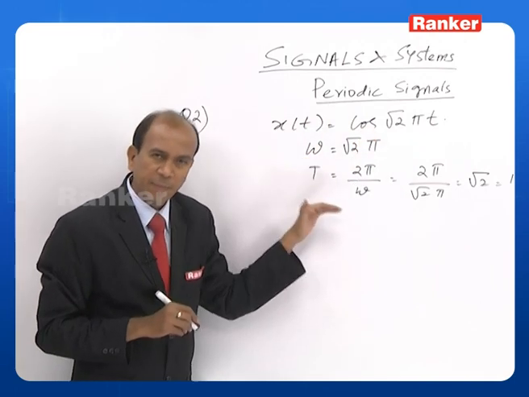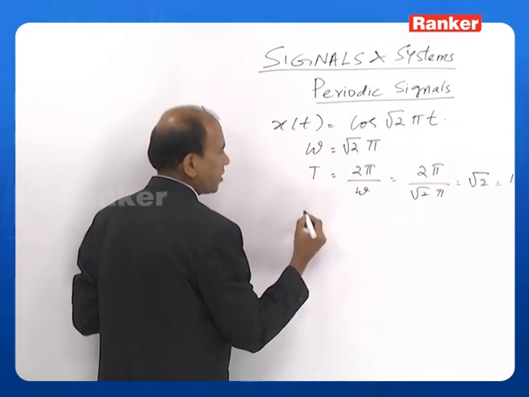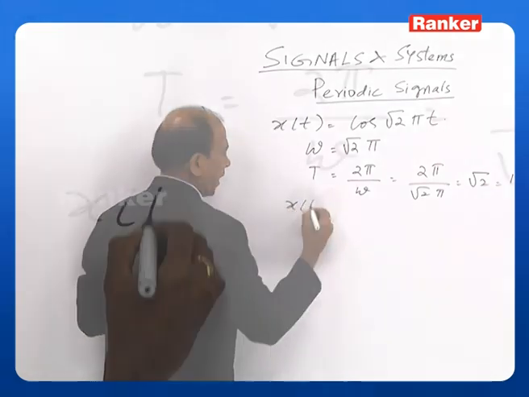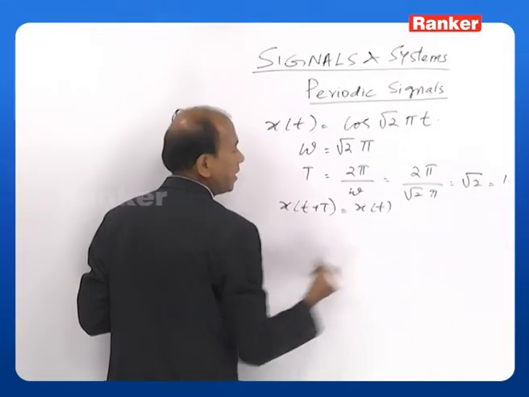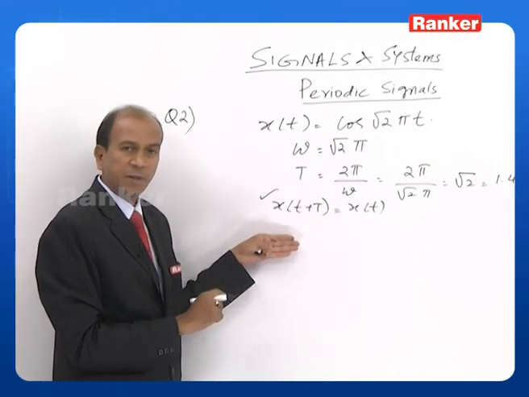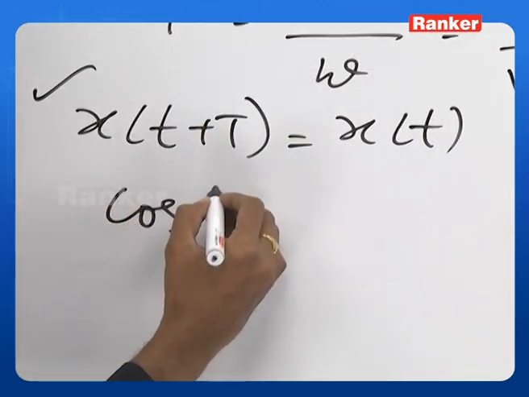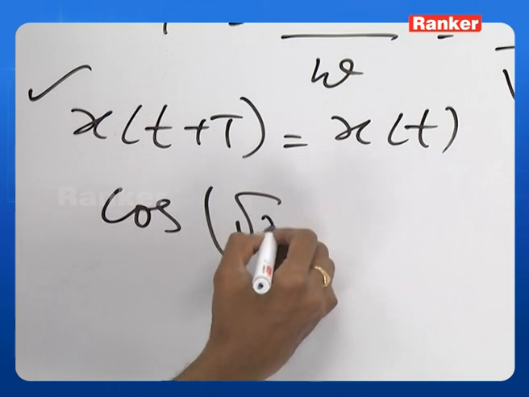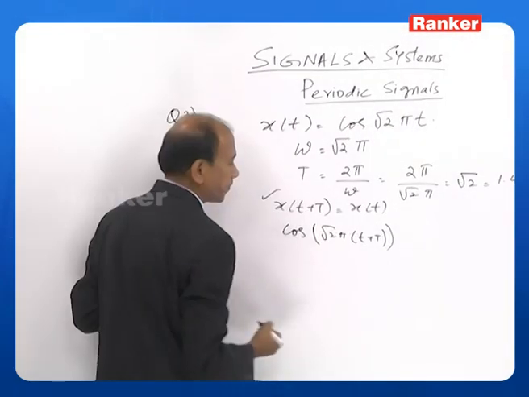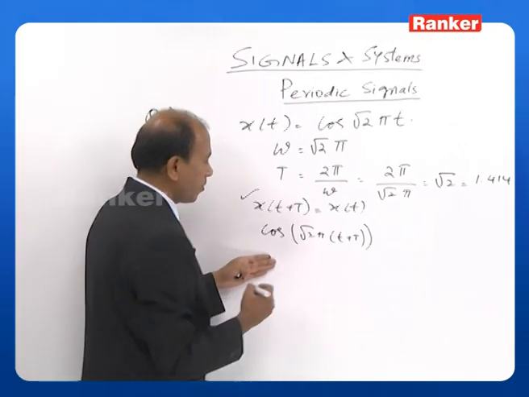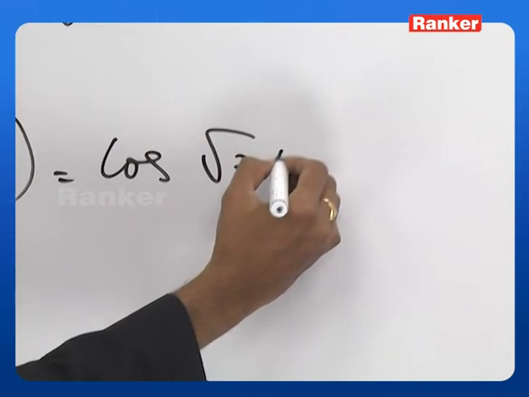Okay, let us see the periodicity. Now, what is the condition for periodicity? The condition for periodicity says x of t plus T must be equal to x of t. Let us calculate x of t plus T here. So, how much is that? That is equal to cos of root 2 pi into t plus T. So, this is equal to how much? Cos root 2 pi t.